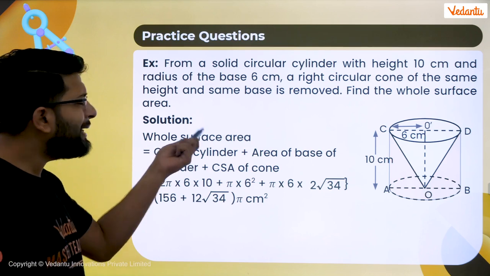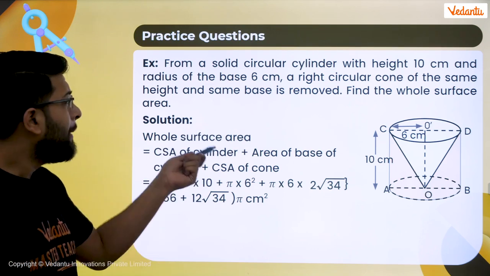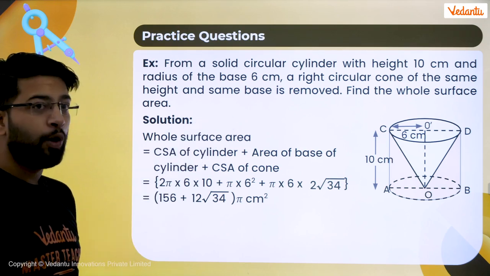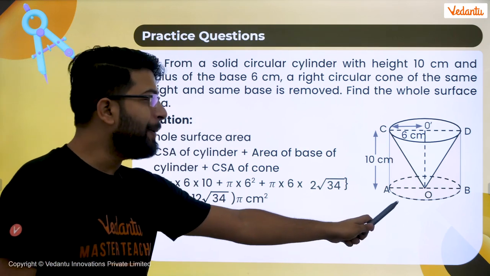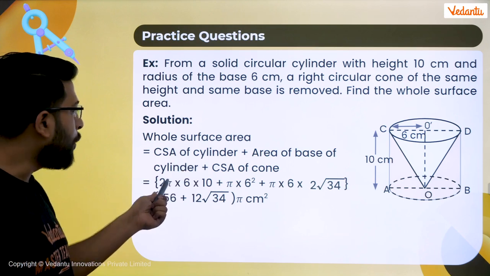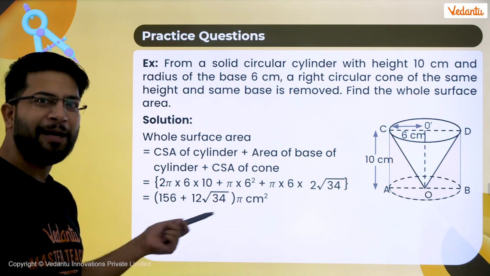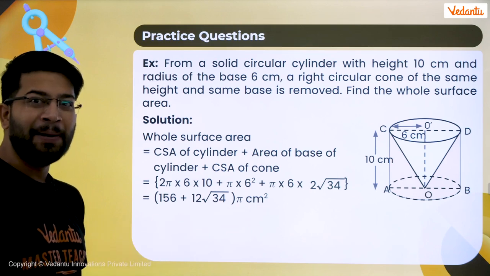Now, the TSA of the solid will be what? CSA of the cylinder plus TSA of the cone plus the base area of the cylinder also. TSA of cylinder 2 pi RH plus pi R square plus pi RL. We know the values, we get the answer. I hope it is clear.